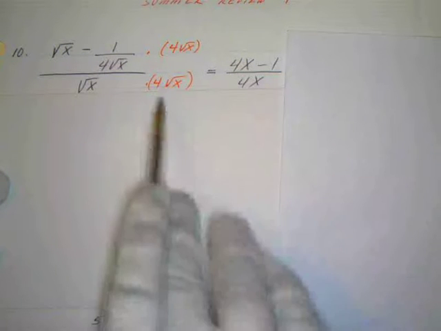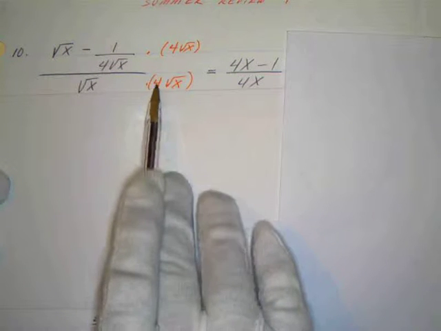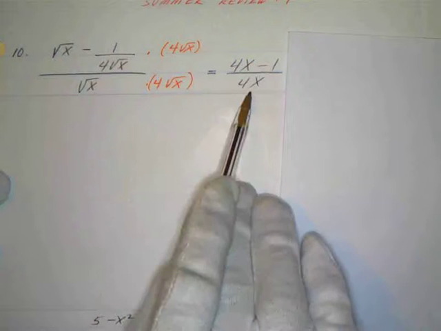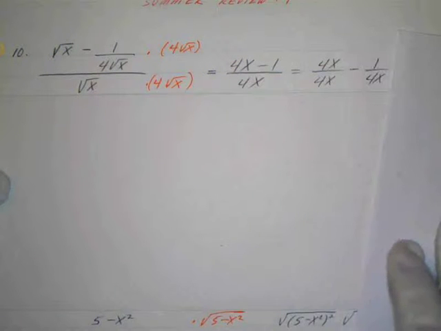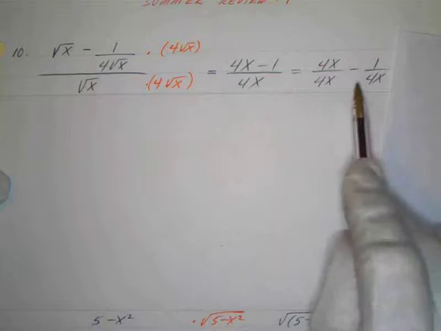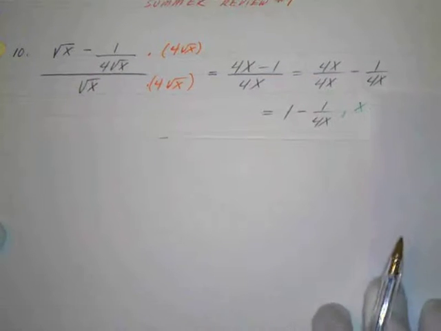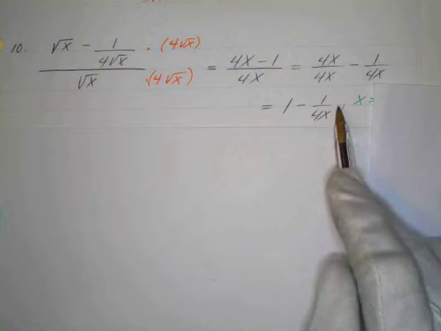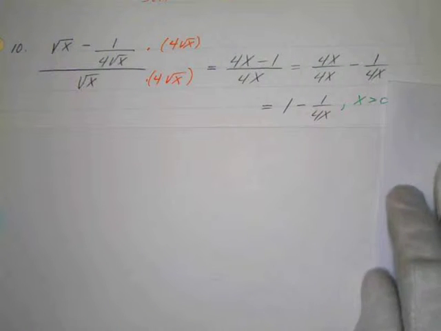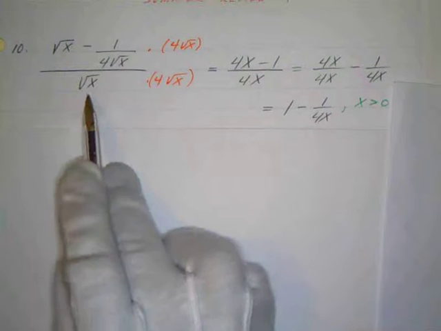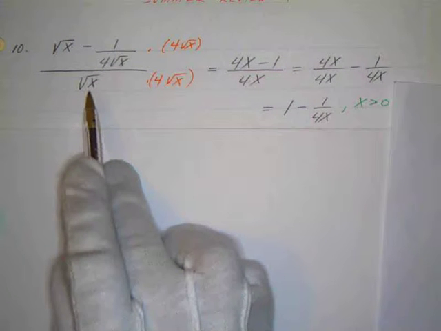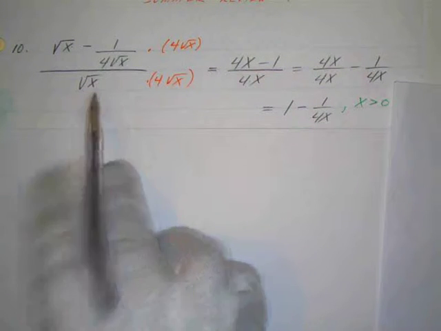And here I've got 4, square root of x times the square root of x is x, and this just cancels, so it becomes 1. And again, like in the last problem, number 9, 4 and the square root of x times the square root of x is x, so I got 4x. And again, we just wrote this as two fractions, 4x over 4x minus 1 over 4x. And that's just 1 over 1 minus 1 over 4x. And again, x has got to be greater than 0 because we can't have a 0 in the denominator, and we cannot have a negative number under the radical, so that's not too bad.